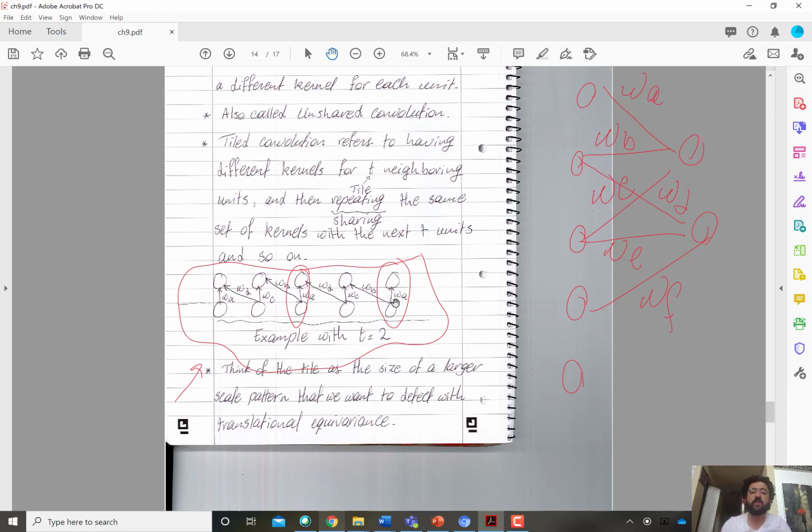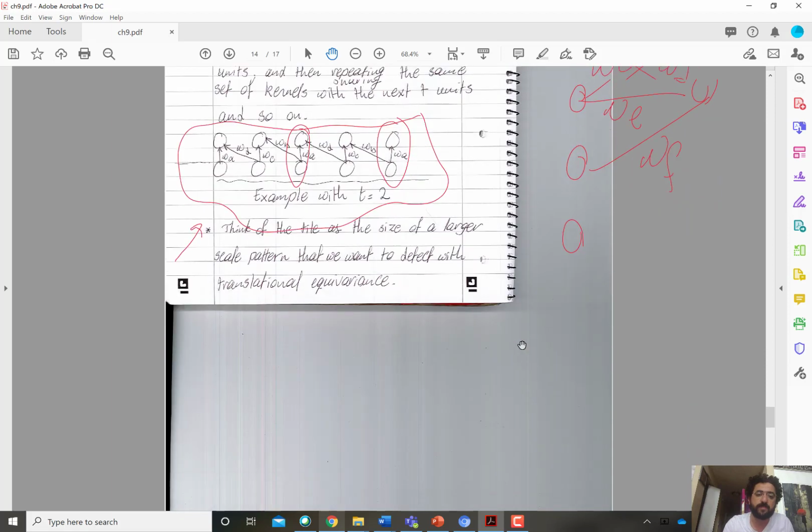So here, every 2 units, for example. The bigger the tile, the bigger the pattern that you are trying to detect. But you still want to maintain the translational equivariance, meaning if the input shifts, then the output should shift, which can greatly enhance the generalization performance. Because if I detect an eye in a face in a training example, then if it gets shifted, I can still detect it in another face in the test images.